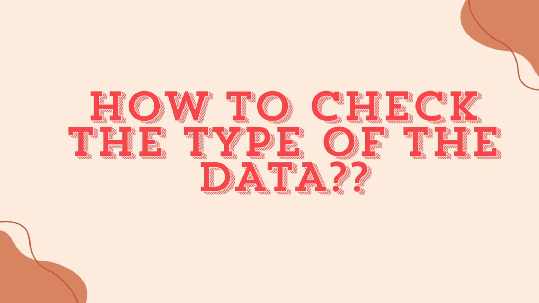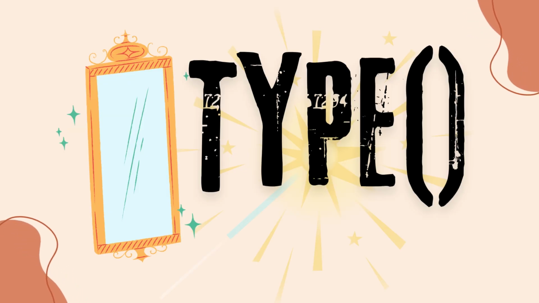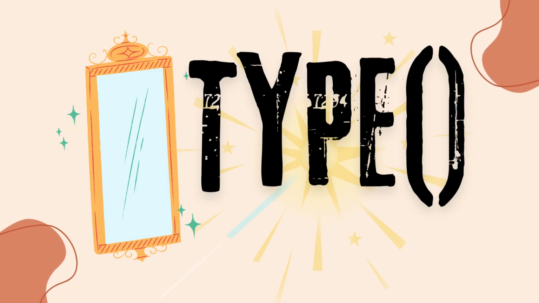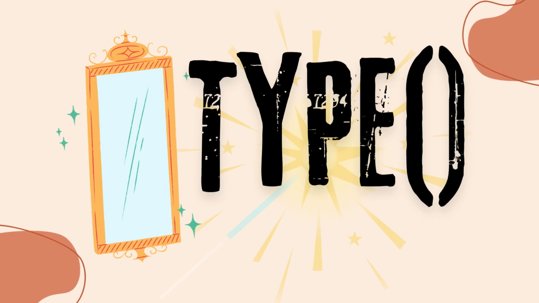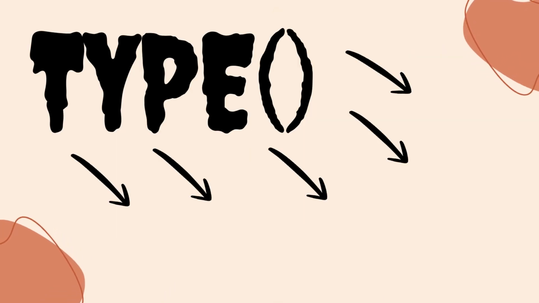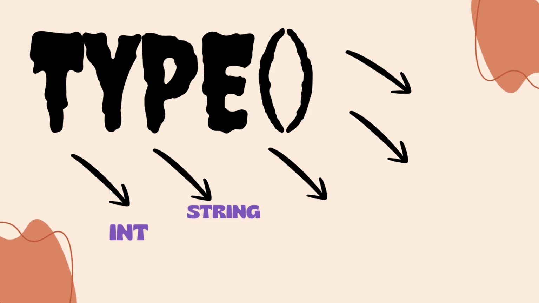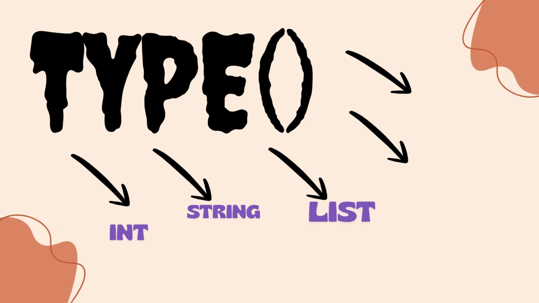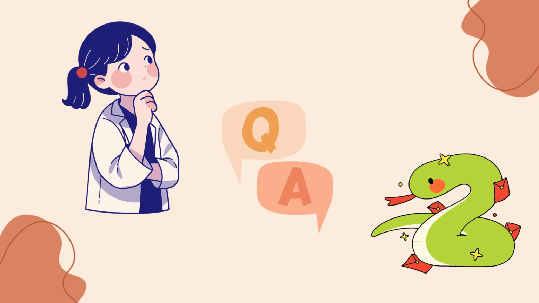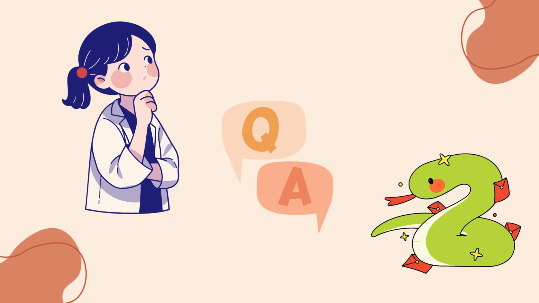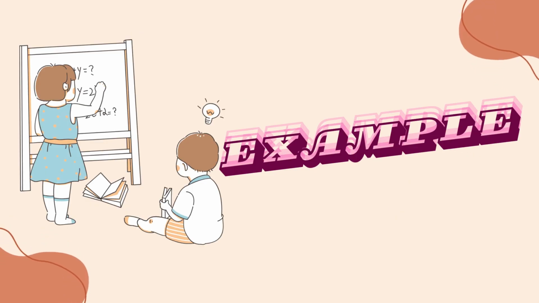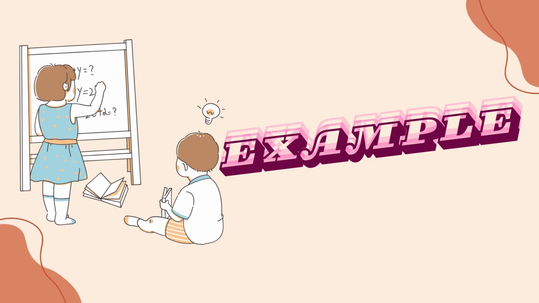But how to check a data type? Python gives us a simple magic mirror, it is called the type of function. Whenever you put something inside it, Python will tell you whether it is an integer, a string, a list, or any other data type. So anytime you are confused, just ask Python politely. Let's understand this type of function with an example.